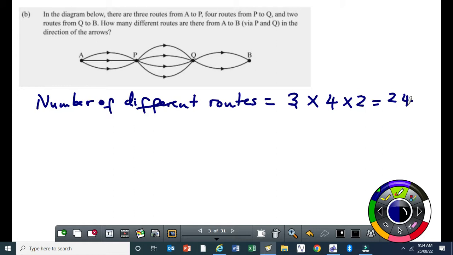No, it depends on the question. You see, the question is asking here how many different routes? So when you are answering, it will be the number of different routes. And then you do the multiplication.